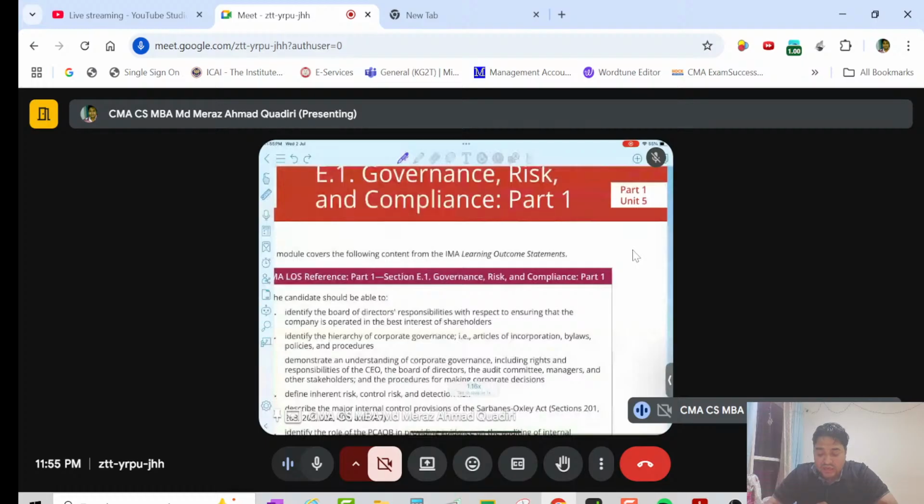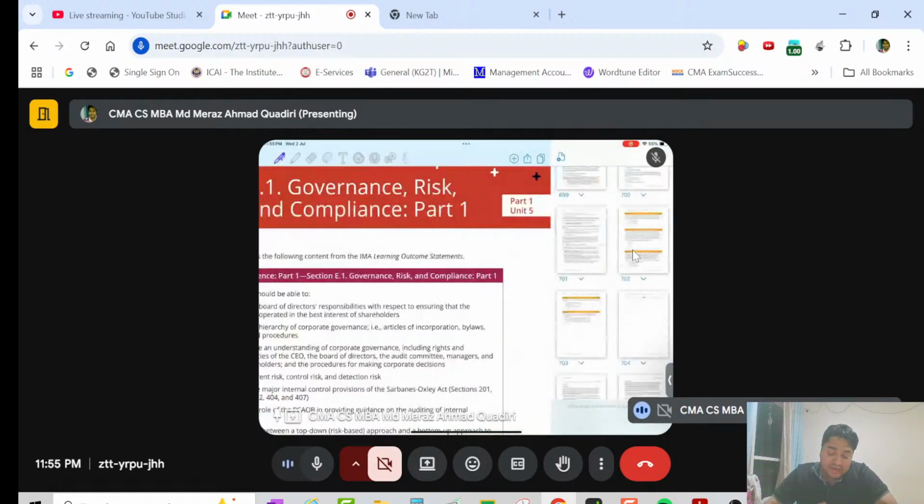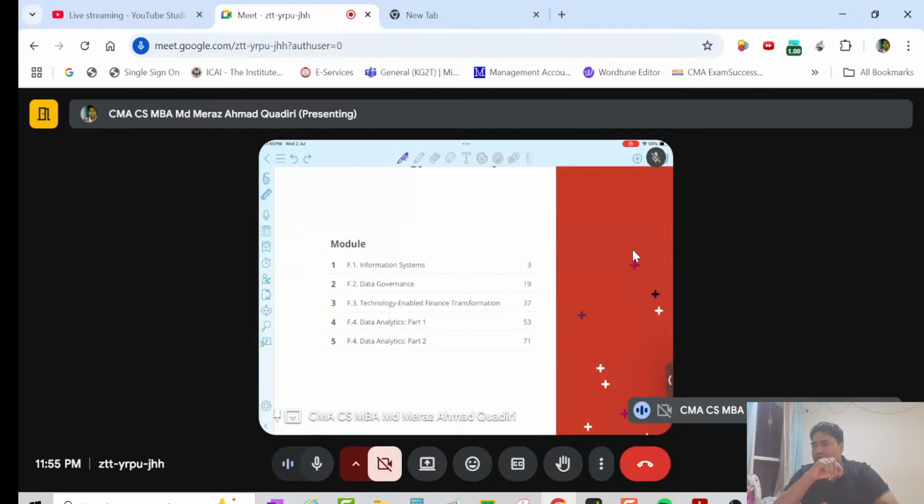Now coming to the last section, which is quite practical and newly introduced to the course, 1.5 or 2 years ago. Yet it carries a small portion of the syllabus, but it is very important because you are going to learn how data is governed, and how the information system works. Then technology enabled financial transactions. It means that you will learn how to check the trail of a transaction.